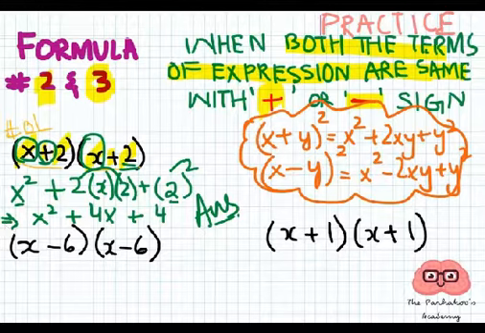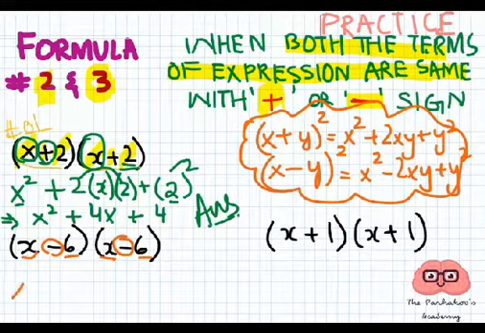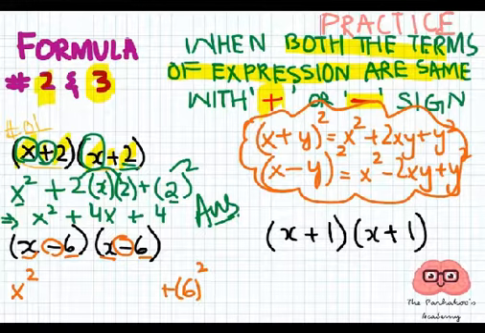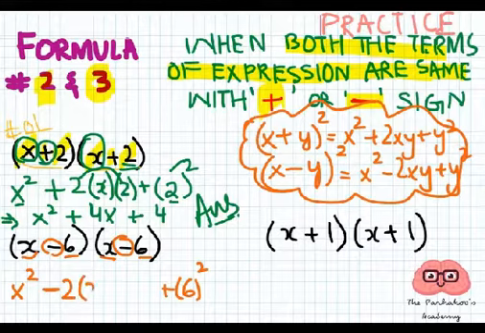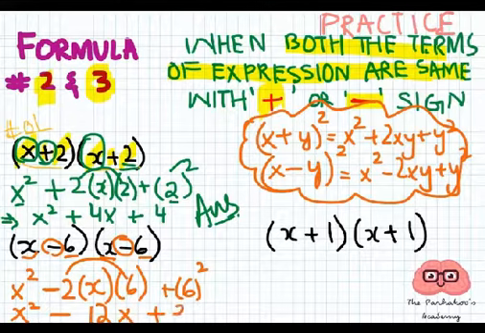Okay, now let's start off with this one. Here we have the first term same, the second term in both the expressions is same, but this time we have minus sign. So square the first term, square the second term, and since we have minus here, we'll put a minus 2 times the first term and the second term, and that's it. X squared minus 2 into 6 is 12x plus 6 into 6 is 36.